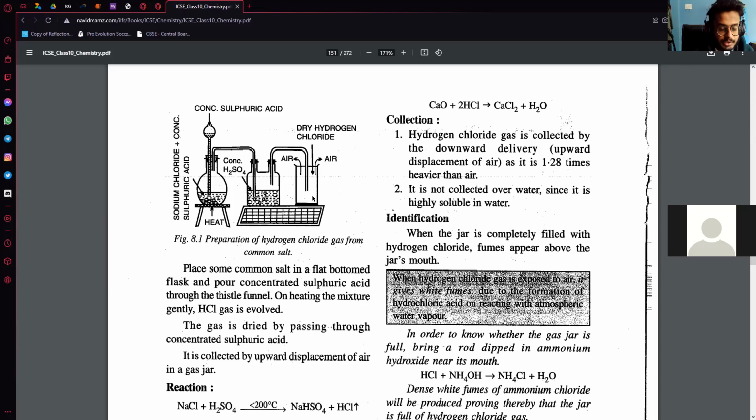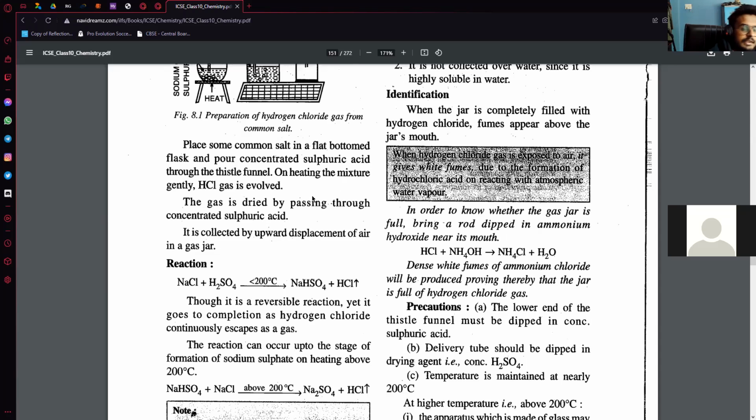Why is it upward displacement of air? Because HCl is heavier than air, right? It is a lot heavier than air. So the gas settles down, air goes up. HCl gas is heavier, so it will go down gradually, and air, which is lighter than HCl, will slightly move upwards. So it is collected by the upward displacement of air. So these are the processes that you need to know while studying this part of the chapter.